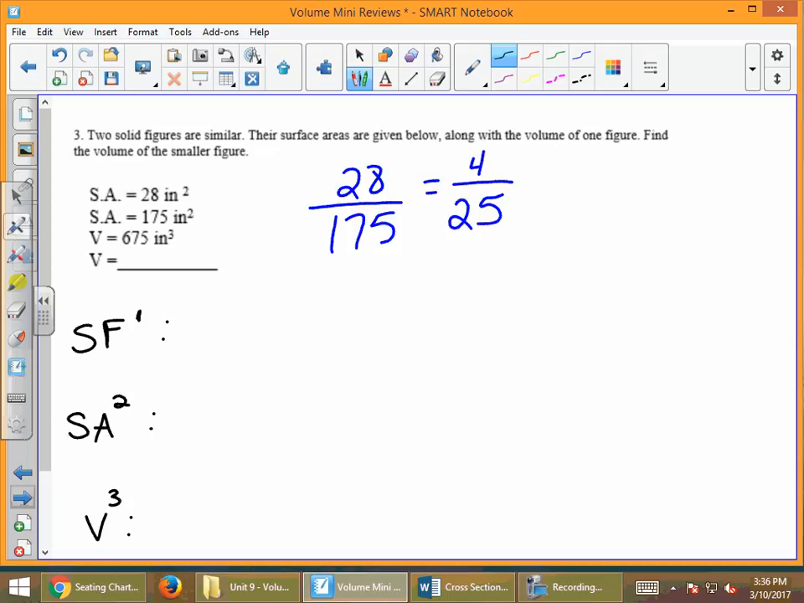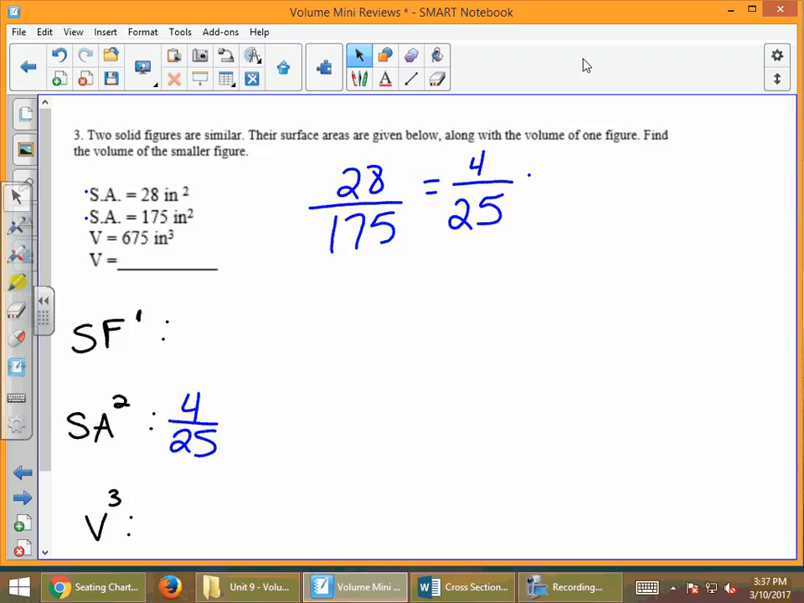Well, we just found the ratio of the surface areas is 4 over 25. We were given the 2 surface areas, we made them into a fraction, and we reduced them. So that's the ratio of the surface areas. In order to find the ratio of the other things, we always go from whatever we have to the scale factor. Always find the scale factor second. We have to take the ratio of the surface areas we just found. Remember, surface area is second power, so squared. Scale factor is to the first power, so not squared.